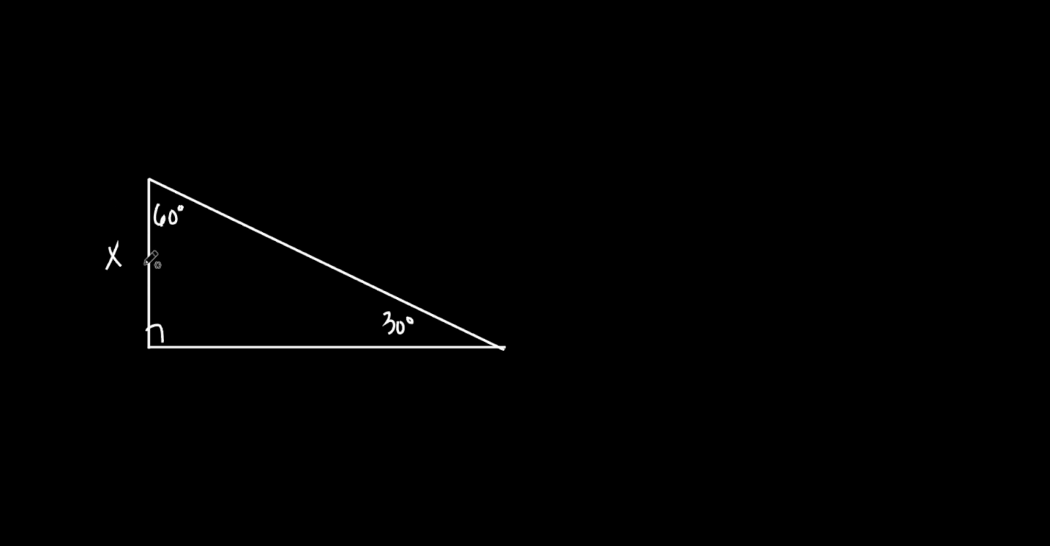So if I make this side right here x, what's the hypotenuse going to be? It's going to be 2 times, right? Because it's twice the shorter side. Remember that? Okay, that's why I went through that. So this would be 2x. What would the longer side be?